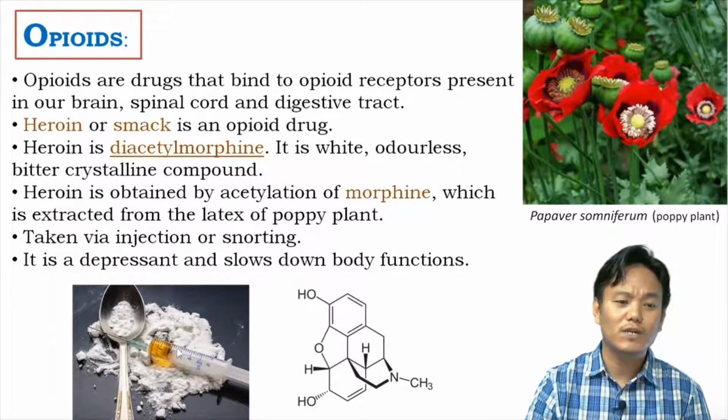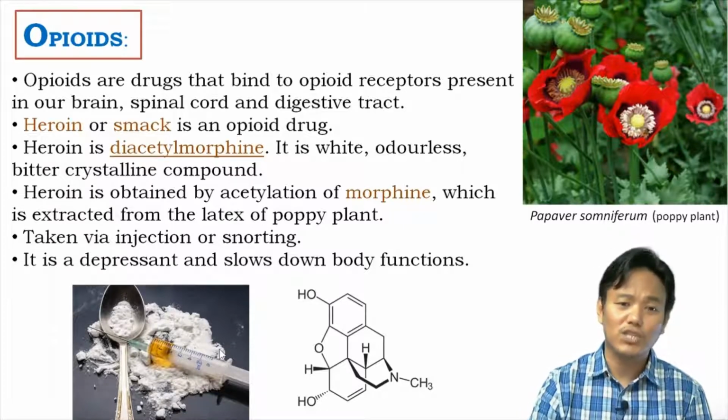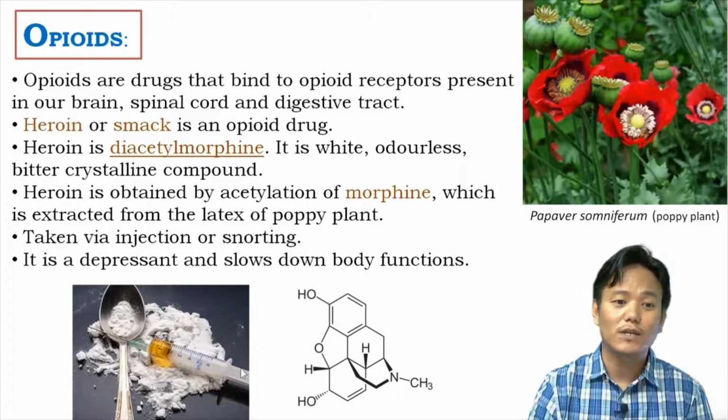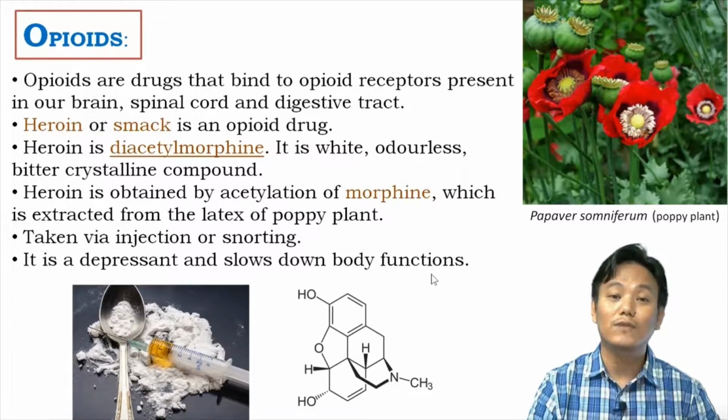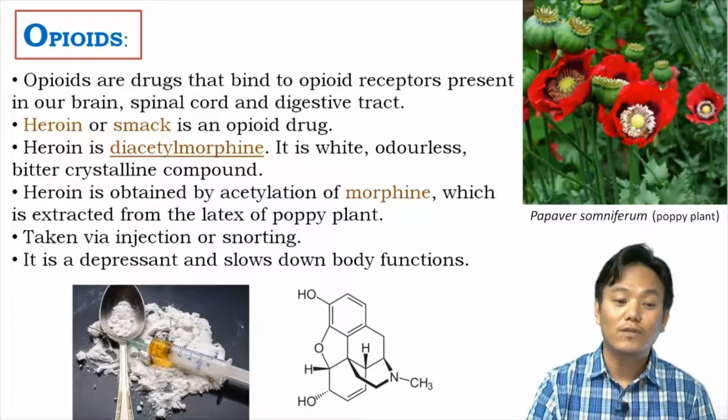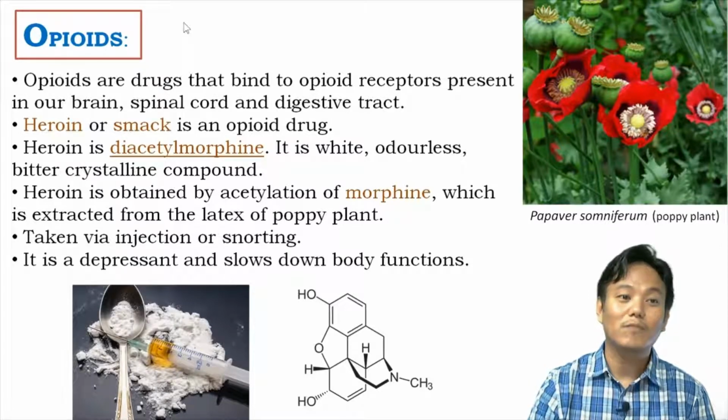This drug can be taken into the body via injection or by snorting. After taking it, it slows down the body function, it brings down the heart rate, it brings down the breathing rate. Therefore, this drug is said to be a depressant. So that is about the opioids.